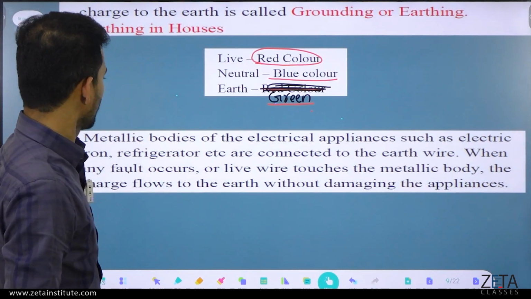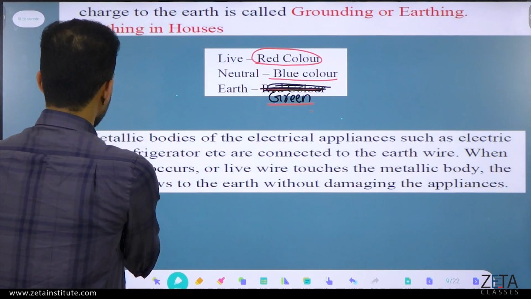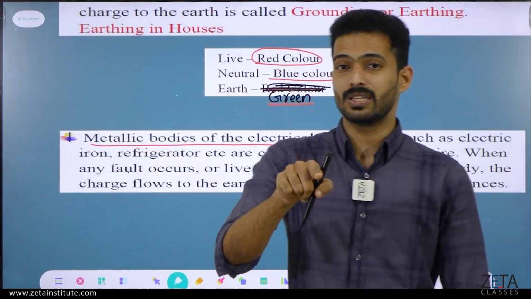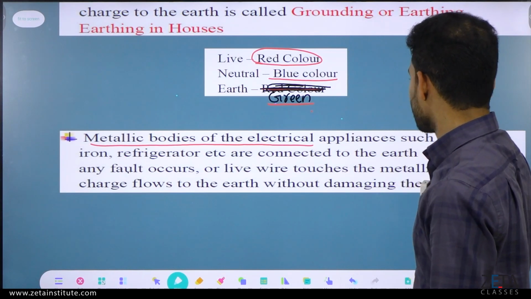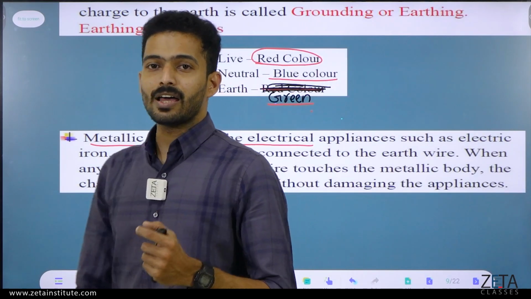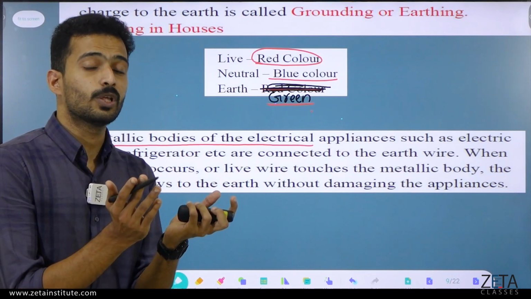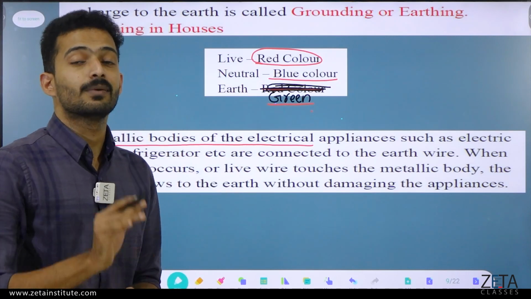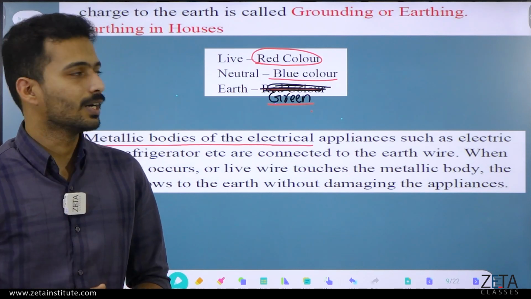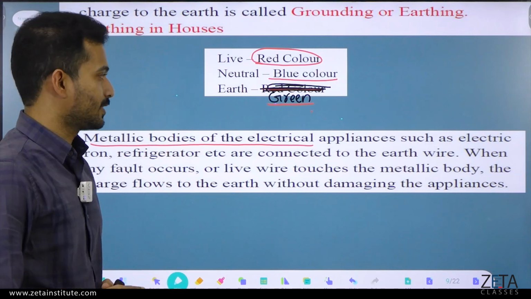So we know that the metallic bodies of the electrical appliances, such as electric iron, refrigerator, etc., are connected to the earth wire. So which part of the device is connected to the earth wire? The metallic part of the device is connected to the earth wire. So what is the reason? What is the advantage of that?